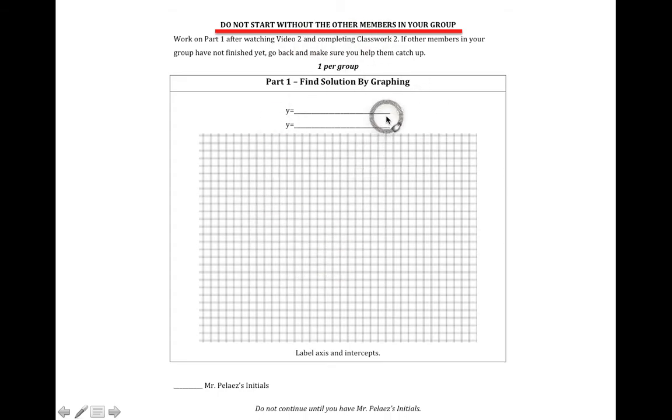There's one that's just finding solutions by graphing, which is classwork 2. One which is finding solutions using the substitution method, which is classwork 3, and the final one, which is finding solutions using the elimination method, which is classwork 4. So make sure you do those classworks before moving on to the problem. And again, when you're done with that, have one person come up to me, get the initials from me, and then you'll be good to move on. So again, I really want to highlight this. You cannot start the project without finishing the classwork.